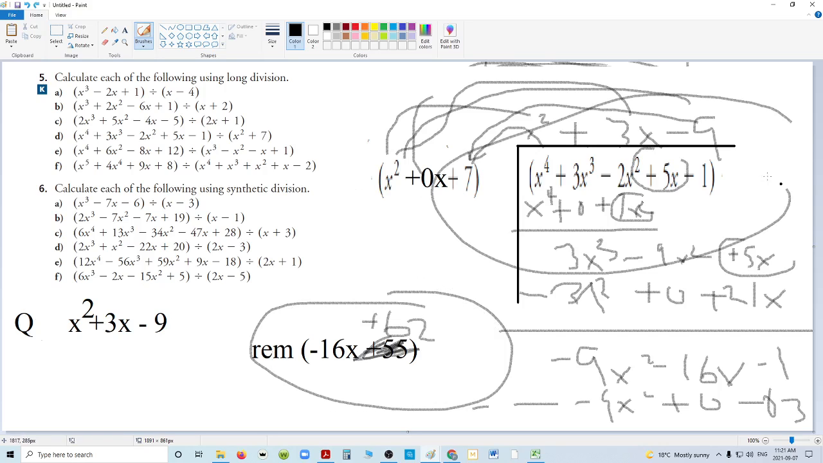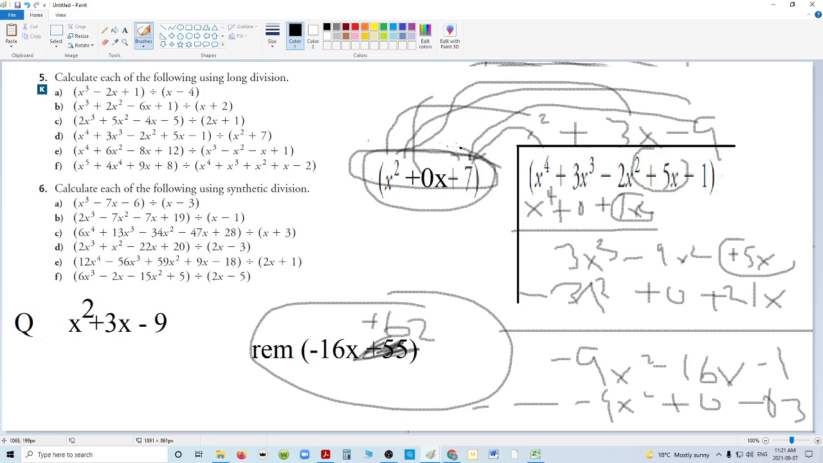I would not be able to do this with synthetic division, because it would be very difficult to figure out the root of that. Right? There's two roots. There's actually more roots. You'd have to use the quadratic equation to come up with the two roots, and then to do the synthetic division would be a nightmare.